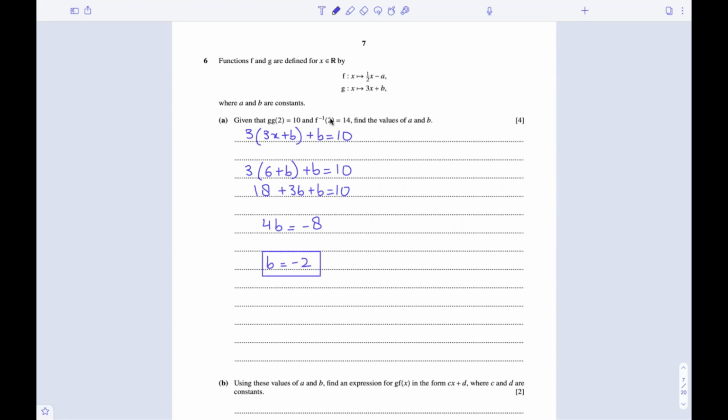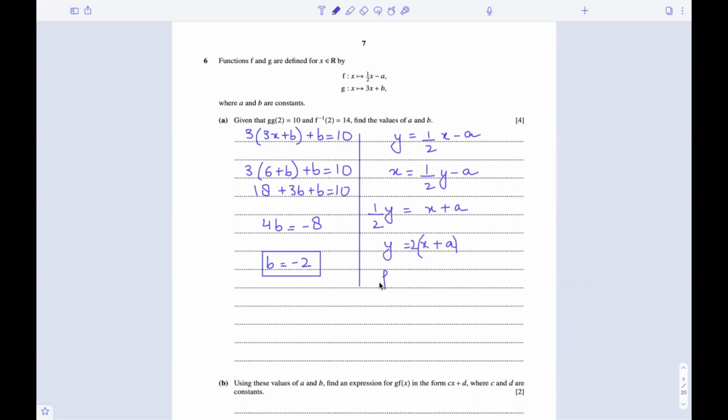And the second part, we have f inverse of 2 equals 14. So for f inverse of 2, we first have to find f inverse. We know that the function f is half x minus a. So in place of f of x, we can first write y. Replacing x with y and y with x, we get x equals half y minus a. So half y is x plus a, so y equals x plus a times 2.